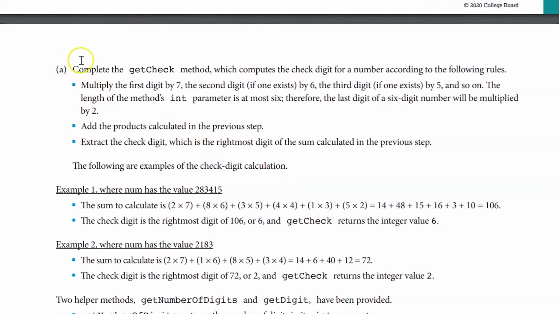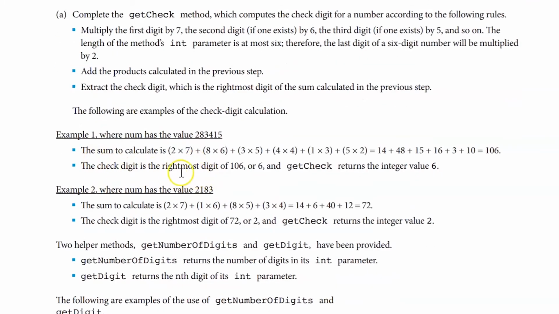Okay, so part A: complete the getCheck method, which computes the check digit for a number according to the following rules. 3 rules. Multiply the first digit by 7, the second digit, if one exists, by 6, the third by 5, and so on. The length of the method's int parameter is at most 6. Therefore, the last digit of a 6-digit number will be multiplied by 2. Add the products calculated in the previous step. So add all those numbers together, and then extract the check digit, which is the rightmost digit of the sum calculated in the previous step. Okay, and then here are a few examples of how that would look.